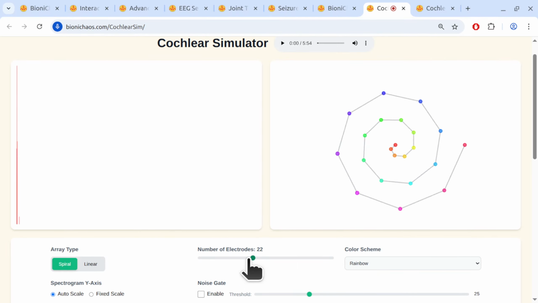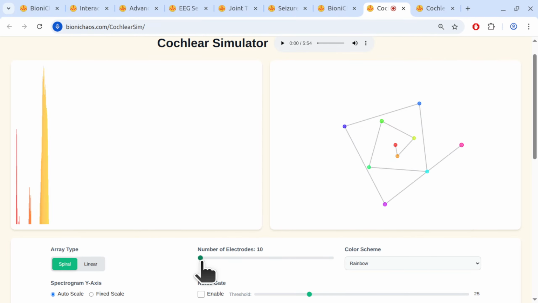The number of electrodes is being adjusted on the slider. You can see the number of colored dots in the spiral increasing or decreasing as the slider is moved. This changes the resolution of the simulated sound processing by the cochlear implant.